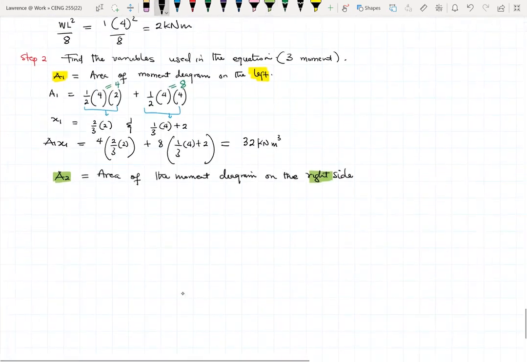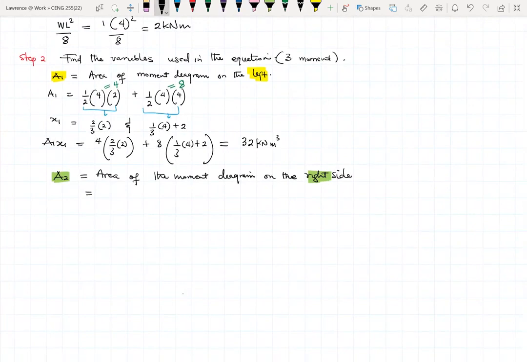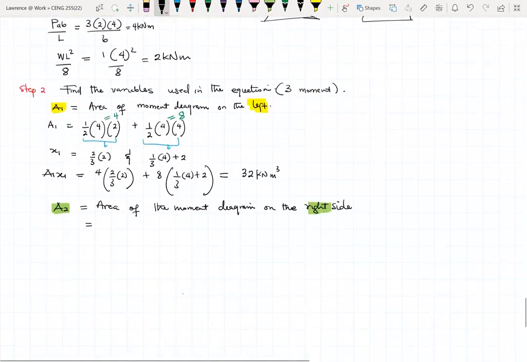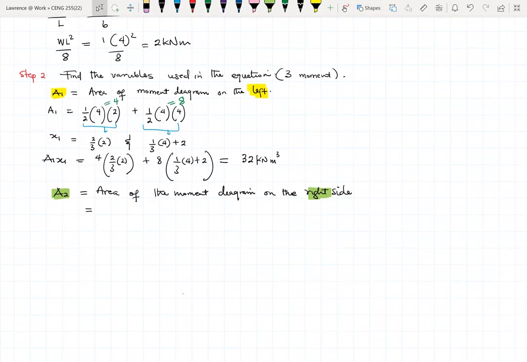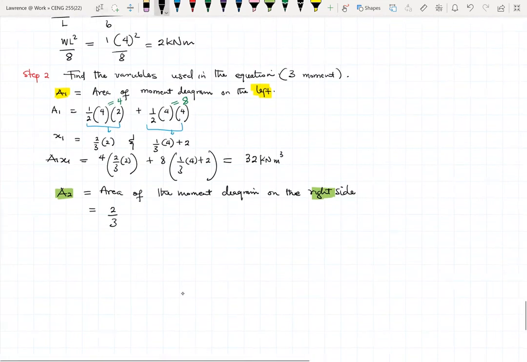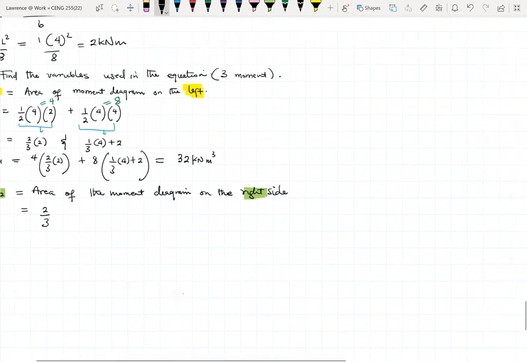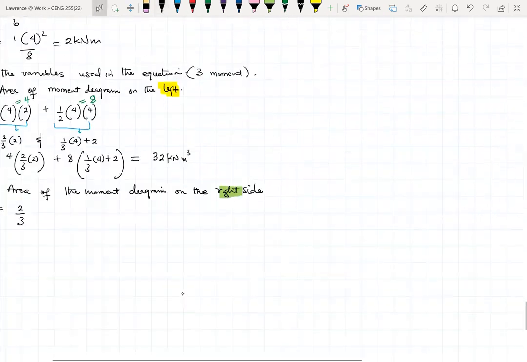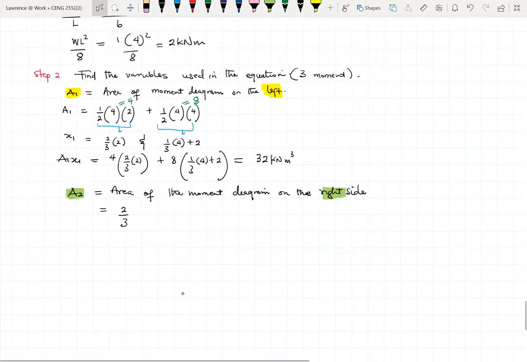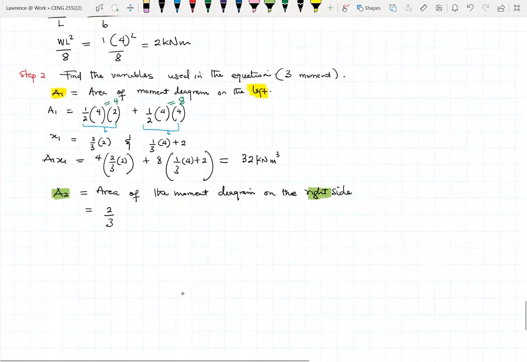So here again, this will be equal to the area of the semicircle, right? We should know the area of some of these shapes. So 2/3 of a base of 4 times the height of 2. And this will give us 32/3, maybe. Am I correct?